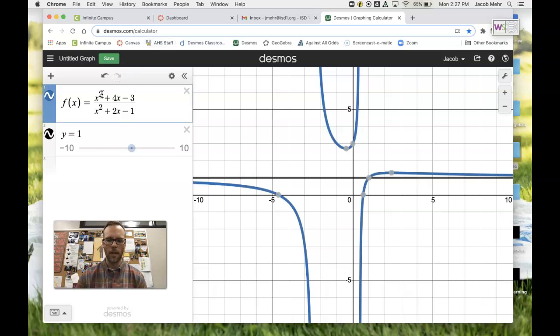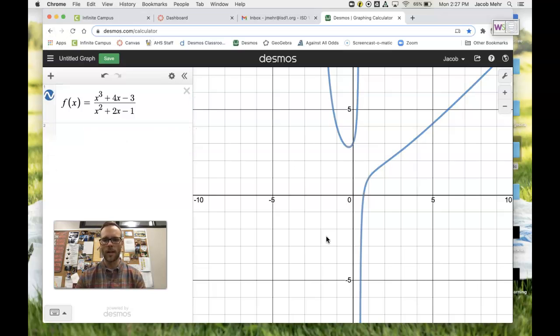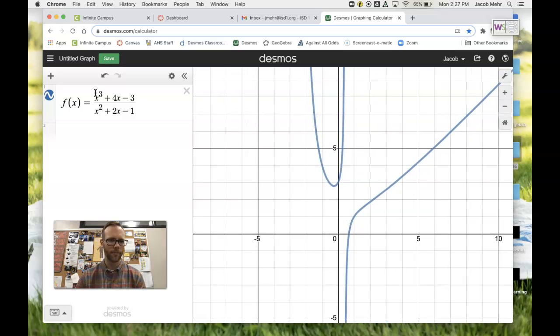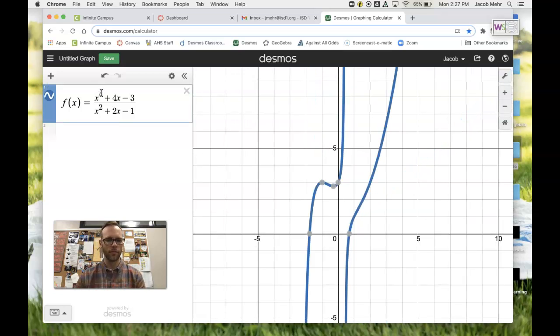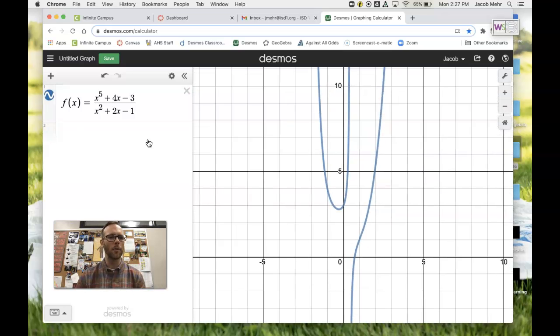Now, what if I make this a 3 up here? No longer does it have a horizontal asymptote, right? Same as if this is a 4 or a 5. No horizontal asymptotes. And why would that be? Well, if we look at these functions, I want you to think about the numerator and denominator as being in a battle to see who wins. All right? The numerator has an x to the 5th, where the denominator just has an x squared. An x to the 5th is going to grow a lot faster than an x squared, right?